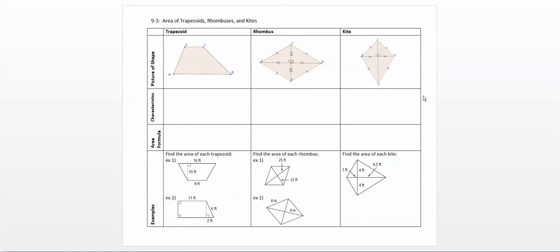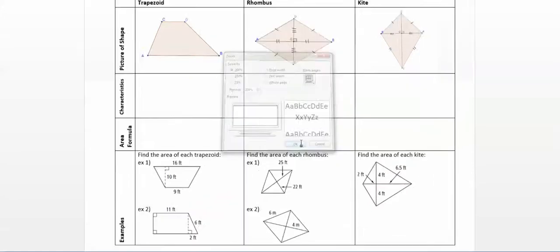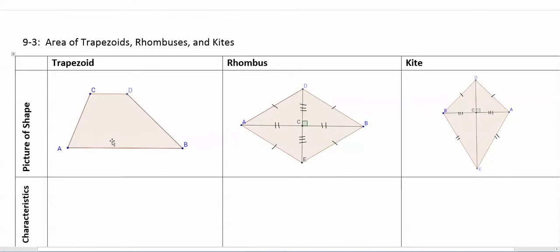Okay, so first of all, we're going to go into some basics about what are trapezoids, rhombuses, and kites, and then we will talk about the area of each of these. All right, let's zoom in here. Okay, we're going to start with the trapezoid. Okay, so let's define what a trapezoid is.